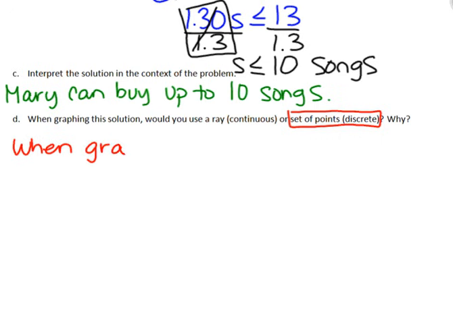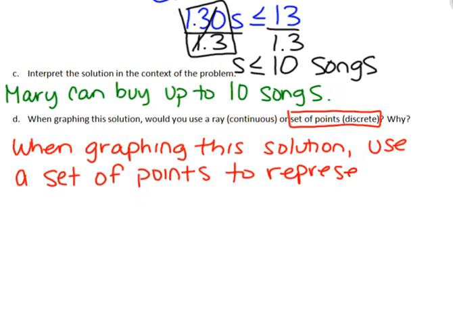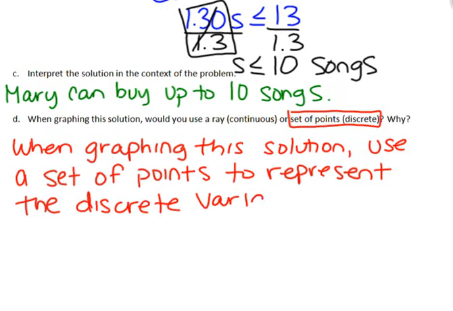when graphing this solution, use a set of points to represent the discrete variable. And obviously you can have your own words for this, but this would be an example of what you could write. And then we'll go ahead and actually graph what that looks like.